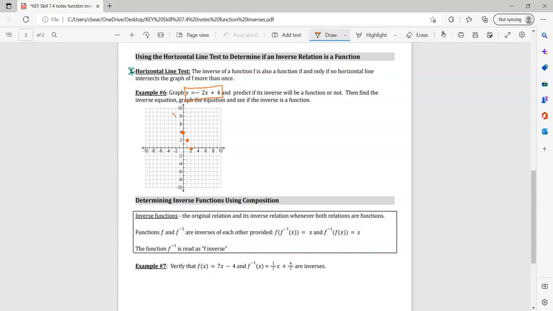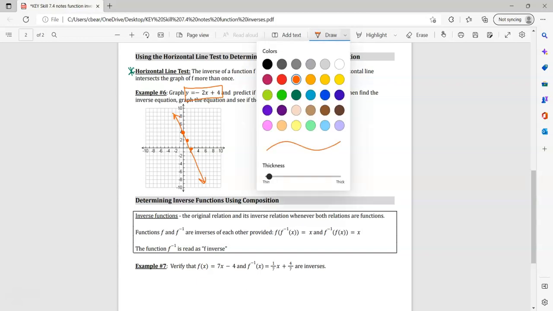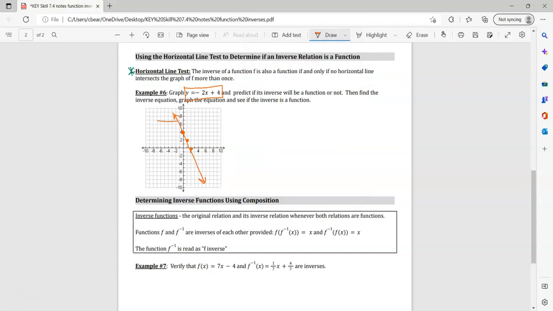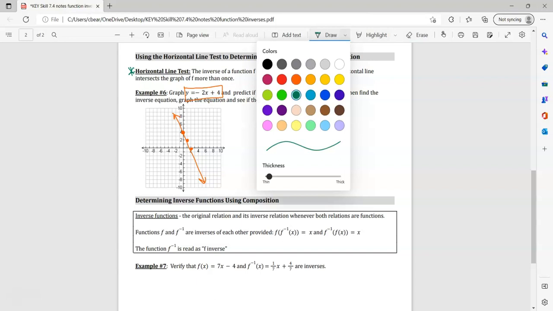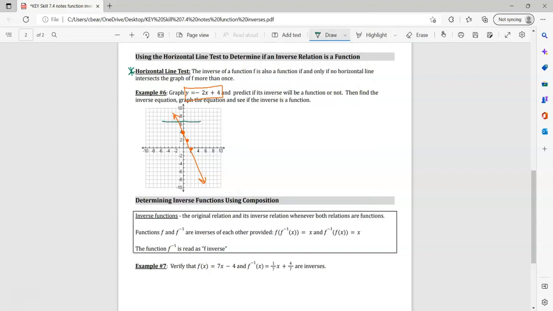Anyway, so we draw this line, and when we look at that line, the question is, does it pass the horizontal line test? So if I draw horizontal lines, will there be a horizontal line that goes through the graph more than one time, each horizontal line that I draw? And hopefully you can see that that would not happen. So that means we have an inverse.